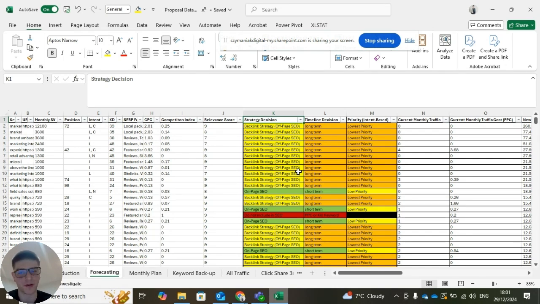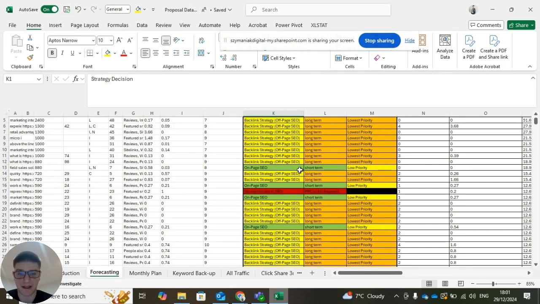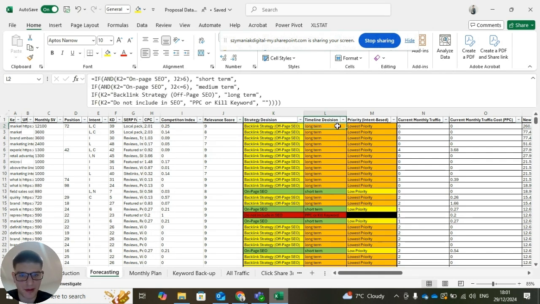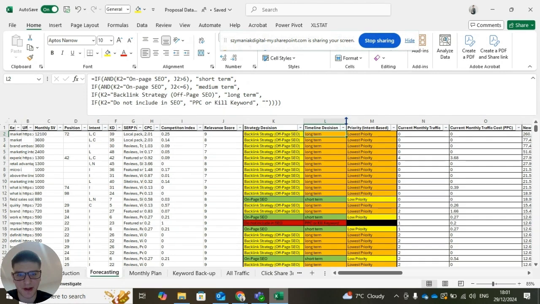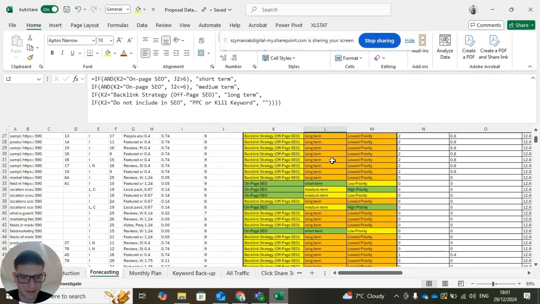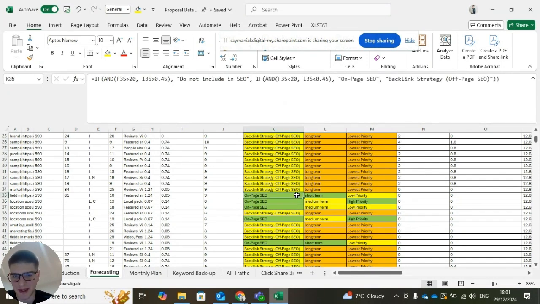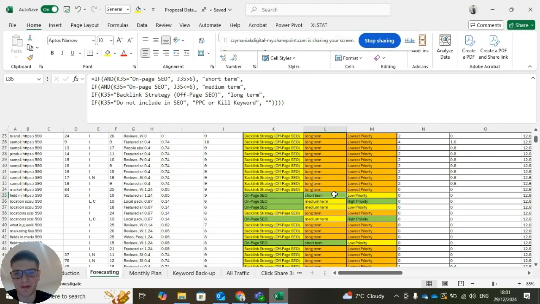So if it's an off-page SEO, if it's an on-page SEO, off-page SEO, etc. Then I'm looking at the timeline decision. So I'm basically saying, because some of these keywords, for example, there could be an on-page SEO keyword that I want to optimize first, and it's short term. So do it as soon as we win the client, and we could also do it via long term, which I'm going to show you essentially what it means.